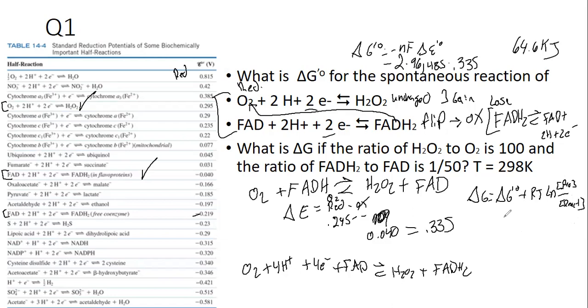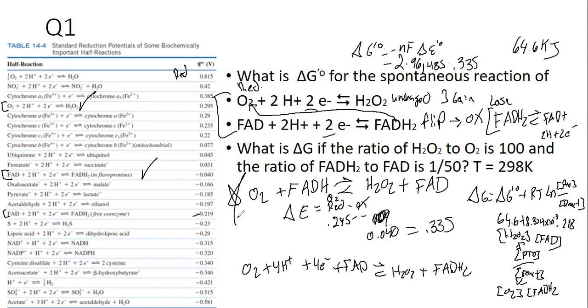Okay. So delta G naught prime, we just solved it. 64.6 plus R. R is a constant. 8.314 times 10 to the minus 3 kilojoules per mole. No, I'm running out of space. This was a poor place to put it. Times T, 298. So products over reactants. Well, our products are H2O2 and FAD. And our reactants were O2 and FADH2. And I'm just getting that from this equation to know which order is which.